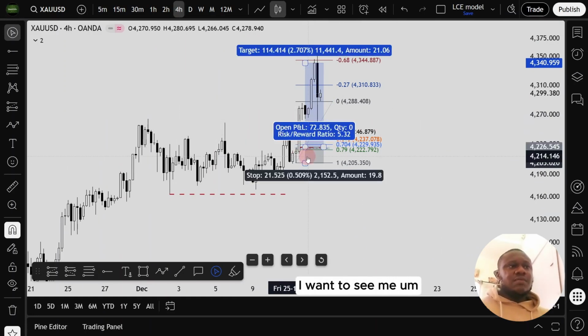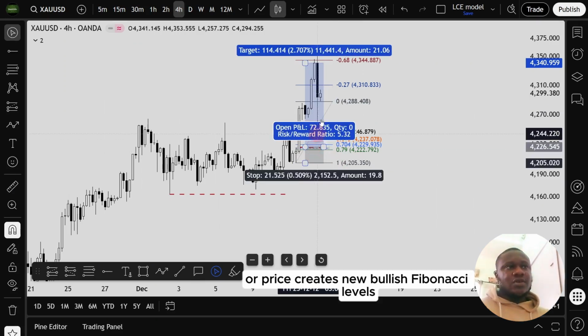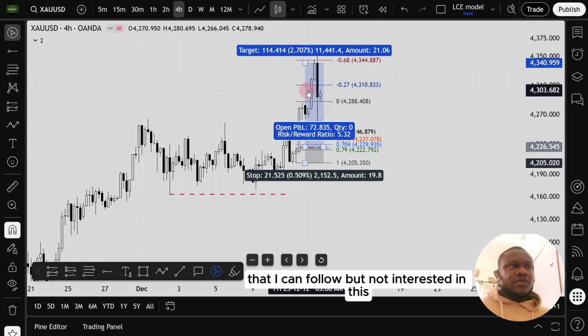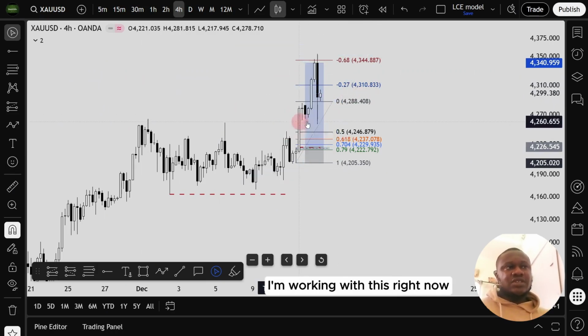I want to see me take a loss on this trade or take a win, or price creates new bullish fair value gaps that I can follow. But I'm not interested in this. I'm working with this right now.